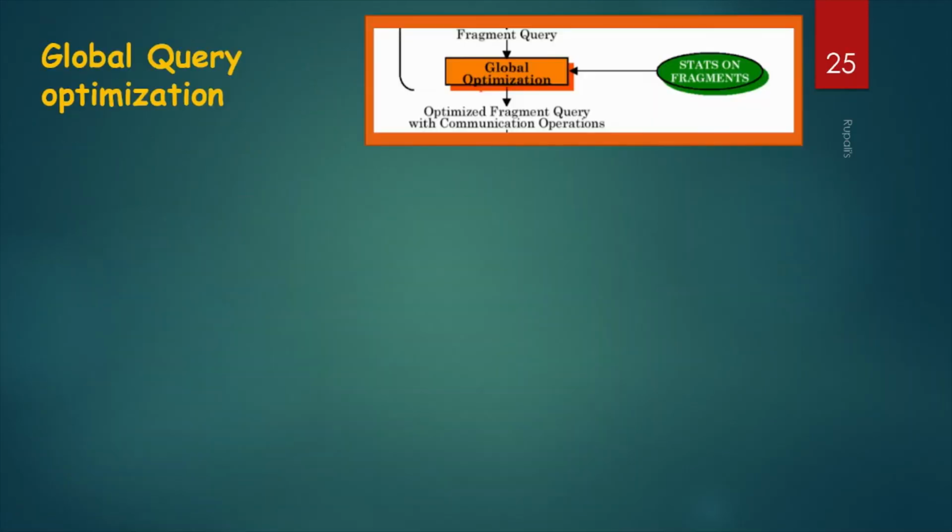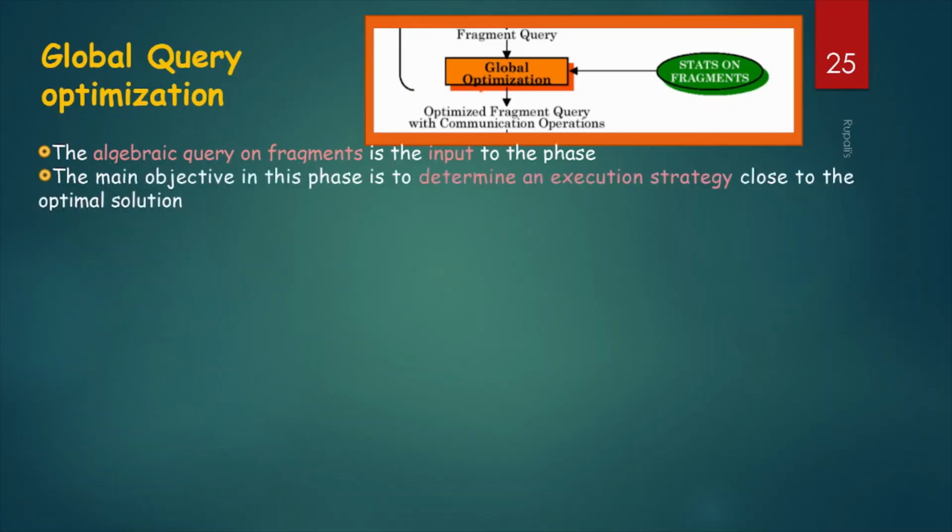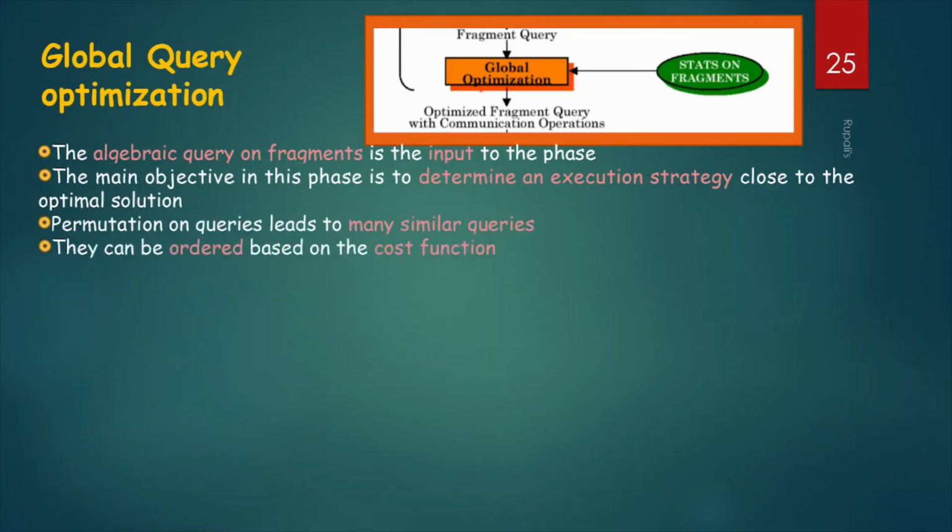Our next step is global query optimization. Here the input is an algebraic query, but it is fragmented. So the algebraic query on fragments is the input of this phase. Here the main objective of this phase is to determine an execution strategy close to the optimal solution. Means we have to determine which should be our execution strategy so that we can get the optimized result. There are many similar queries. They can be ordered based on a cost function.